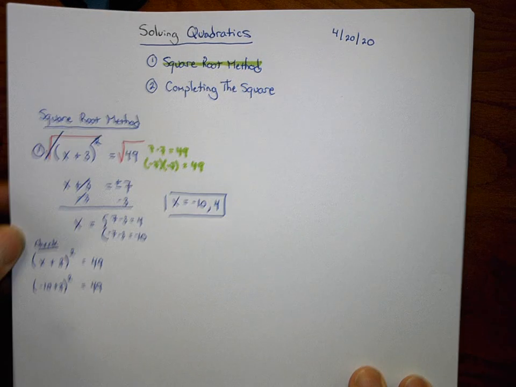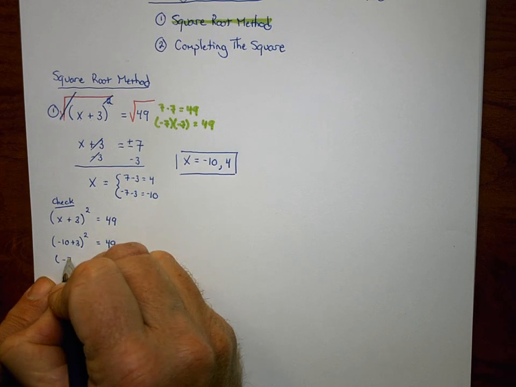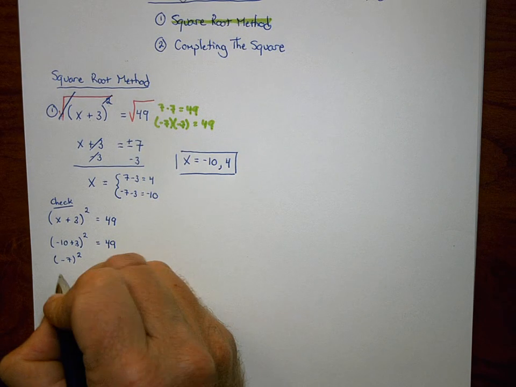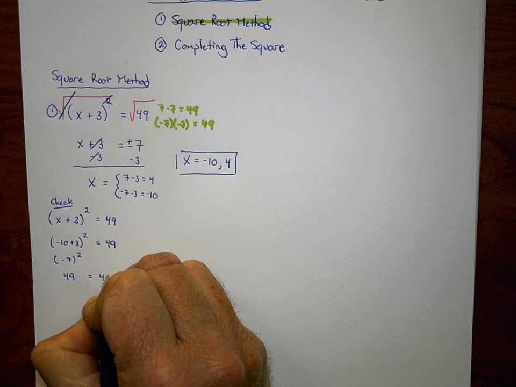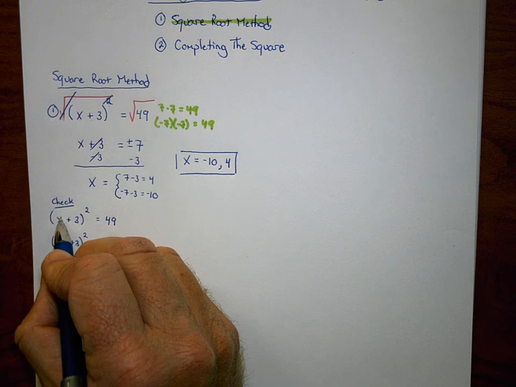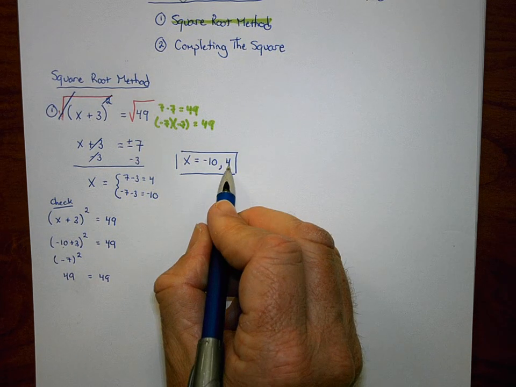Okay, well, negative 3 plus 7 is equal to negative 7? And negative 7 to the second power is indeed 49. So you can see that when I check my answer and I substitute in negative 10 in the place of x, it checks out. Now let's do the same thing for positive 4.